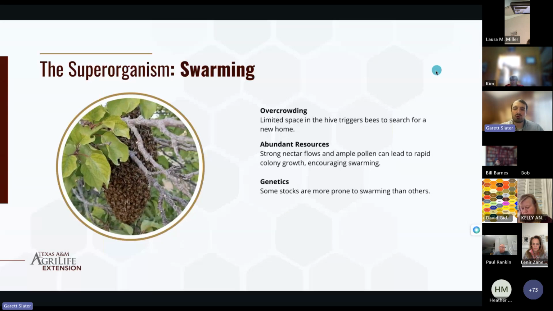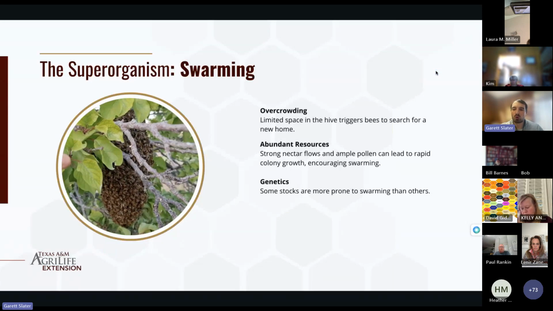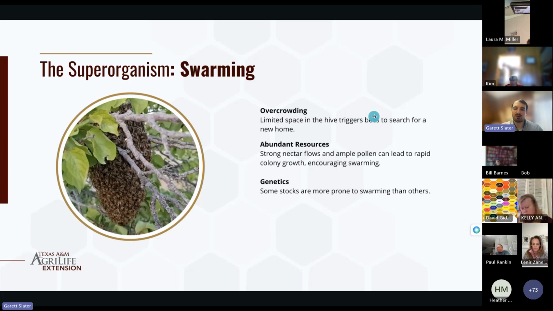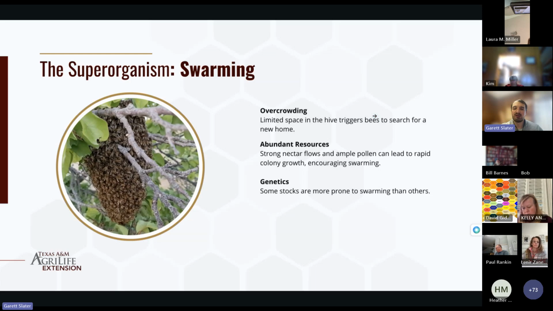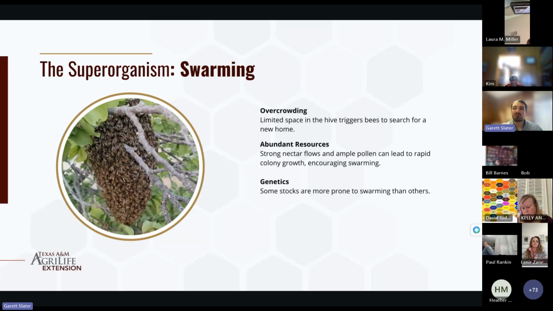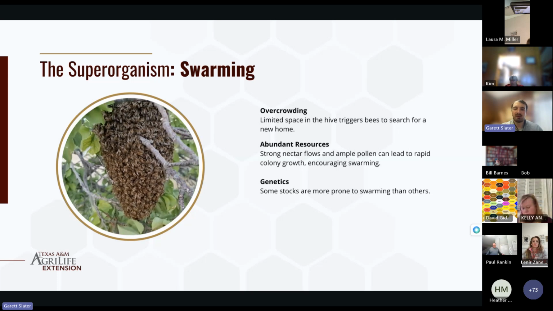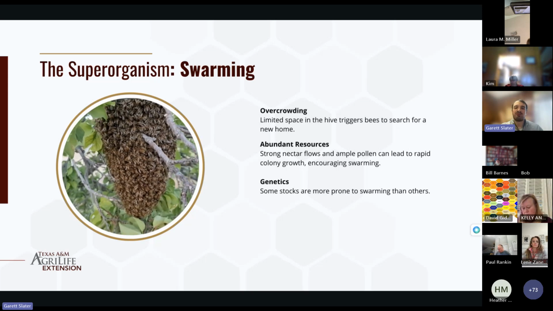One of the really cool social behaviors for honeybees is swarming behavior. Swarming occurs when the colony becomes overcrowded, so there's not enough space for the queen to lay eggs, not enough space for the bees to store resources such as nectar and pollen, and not enough space for the colony altogether. They may swarm in that situation. If there's a lot of resources coming in, so the bees are bringing in a lot of nectar and pollen and storing it in the cells where the queen should be laying eggs, that could trigger swarming. And then even genetics: some stocks are just more prone to swarming than others.